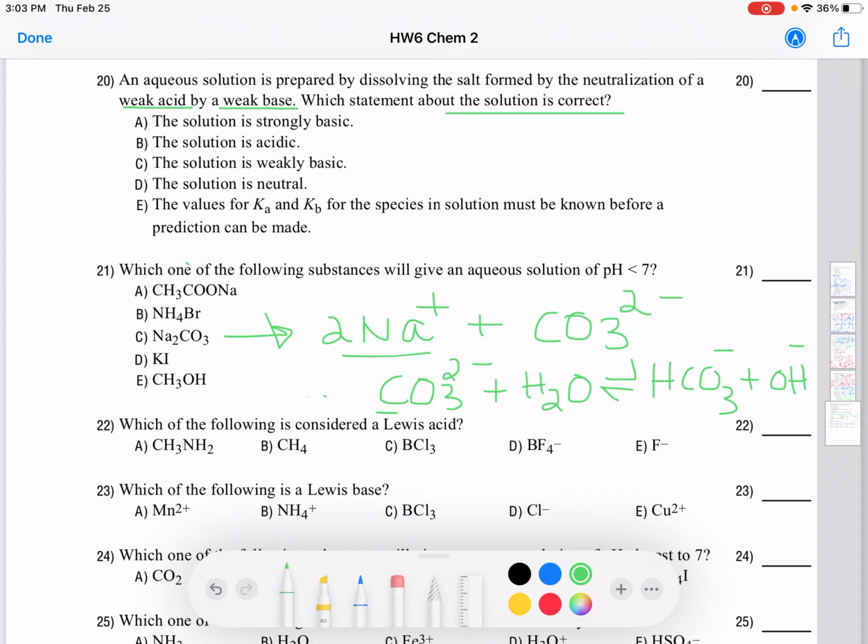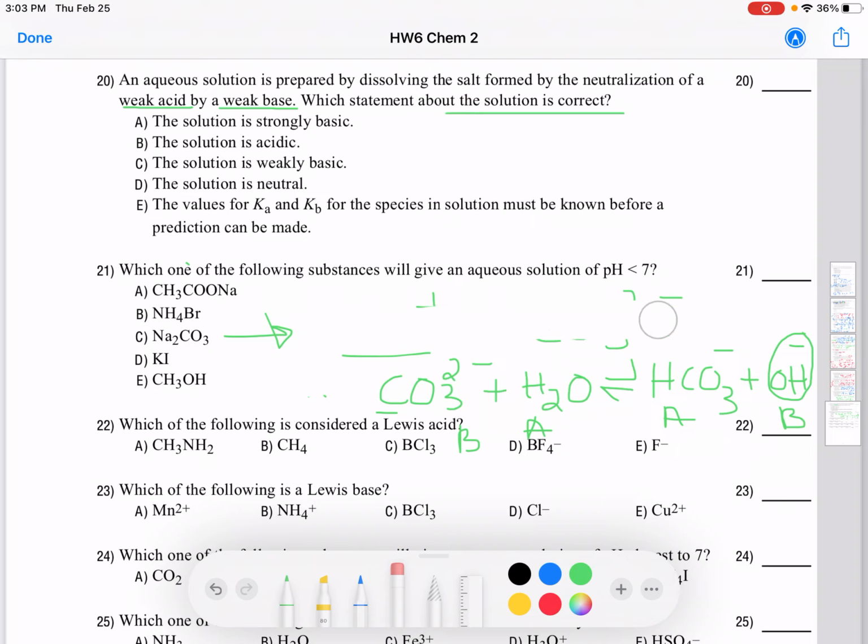Don't worry about bicarbonate and hydroxide both having negative charges. That's perfectly fine because carbonate, CO3 2 minus, taking one hydrogen will make it HCO3 minus. So this is your base and conjugate acid, and acid and conjugate base for the water. So what happened? Carbonate reacting with water, what kind of ions did it release? It released hydroxide ion, meaning it's a basic solution. It's going to be pH greater than 7, right?